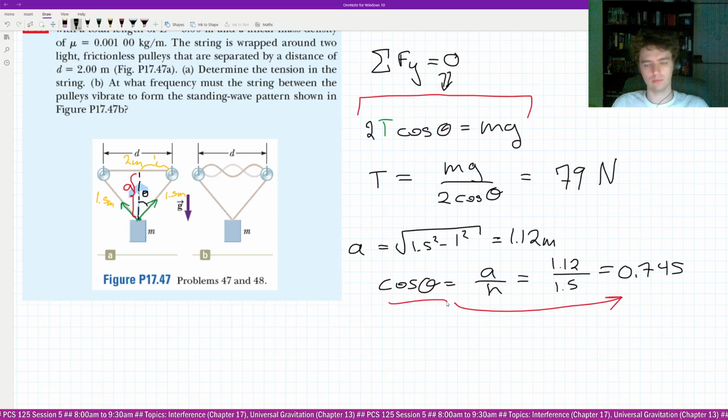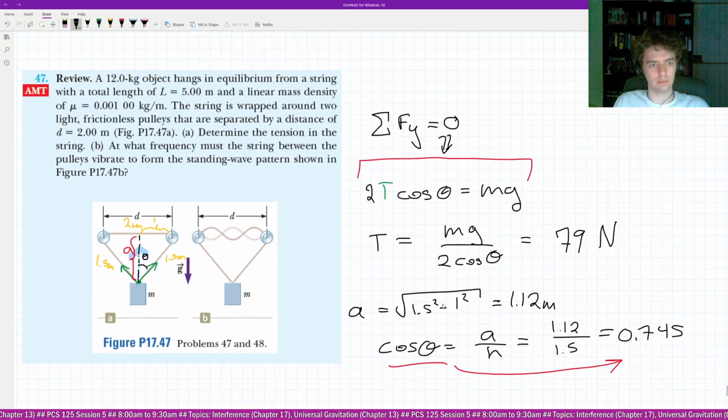Could you have used sine instead? Yeah, and that probably would have been easier. I wouldn't have to calculate A here. But that's fine. Hey Adam, did they give us a value for mass? Yeah, they did, 12 grams. 12 kilograms, I mean.